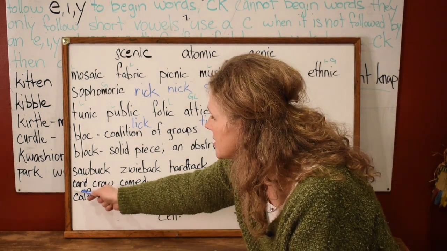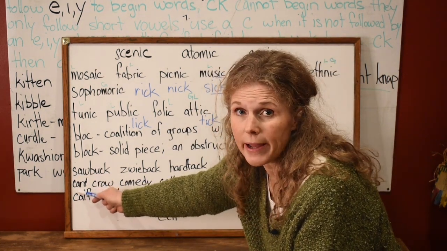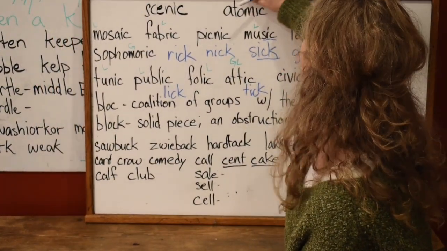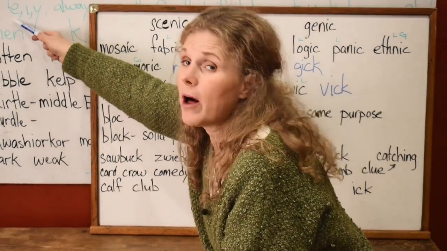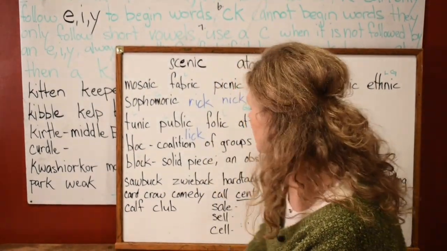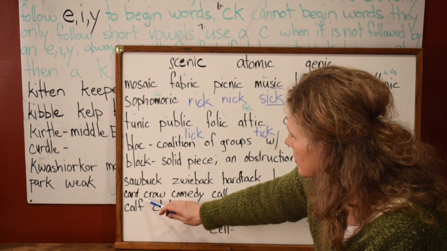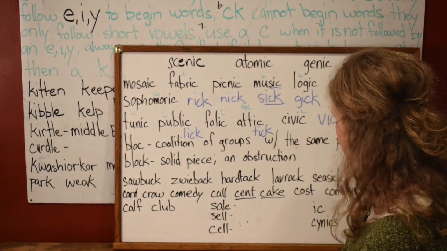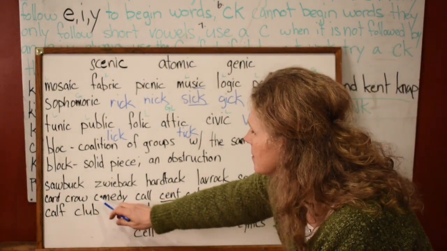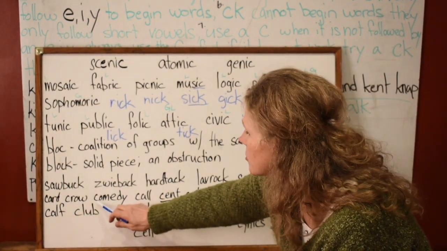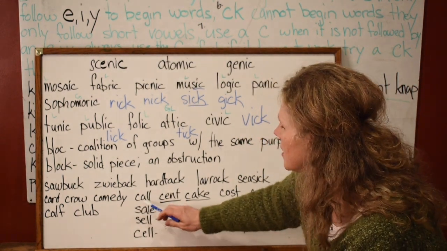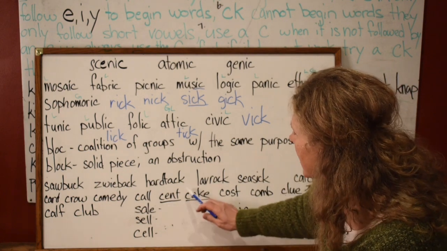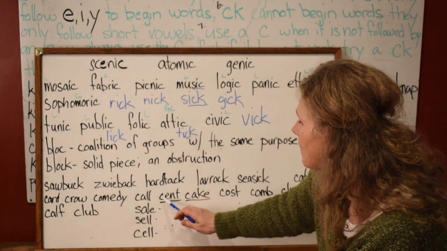Now, this is a C because that's not an E, I, or a Y. We talked about K's can only follow E, I's, and Y's. So this crow, this is not an E, I, or a Y, so it's a C. Comedy, this is not an E, I, or a Y, so it's a C. Call, this is not an E, I, or Y, so it's a C. So scent, well, what happened here?